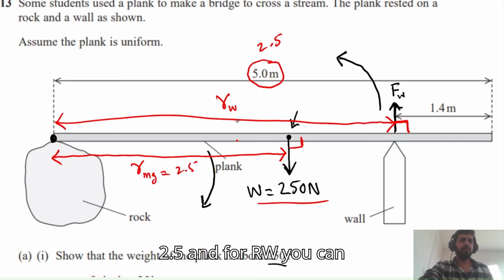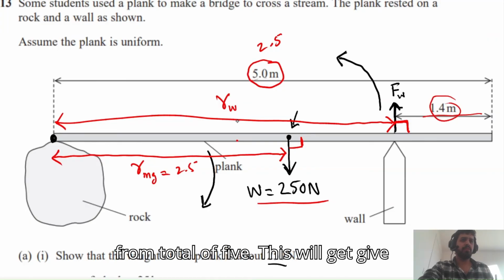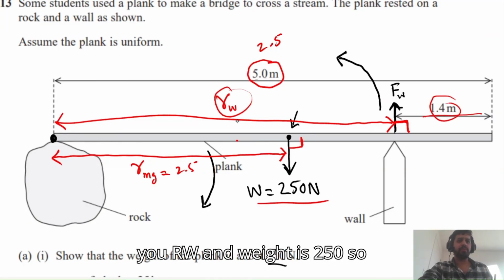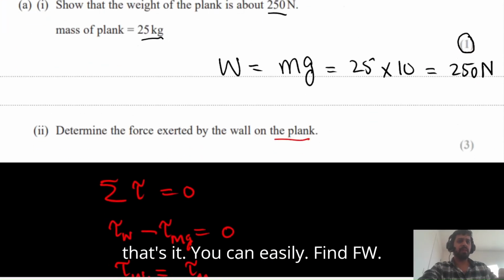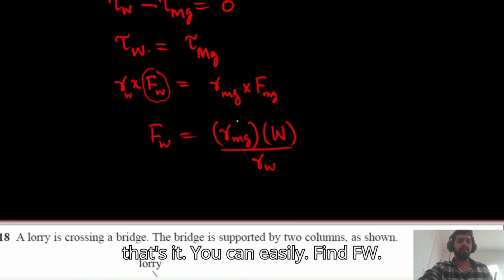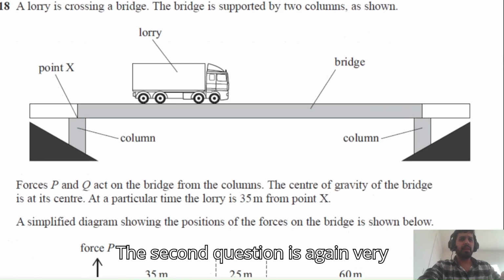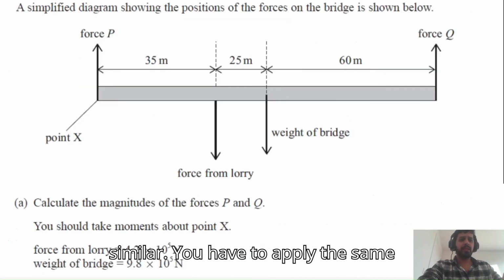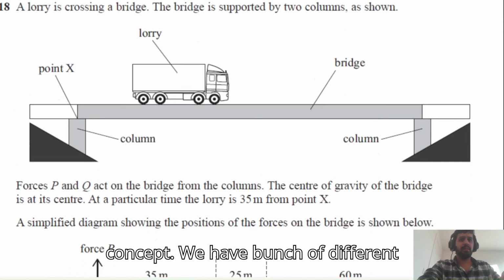And for Rw, you can subtract this length, 1.4, from the total of 5. This will give you Rw. And weight is 250. So that's it. You can easily find Fw. The second question is again very similar. You have to apply the same concept.